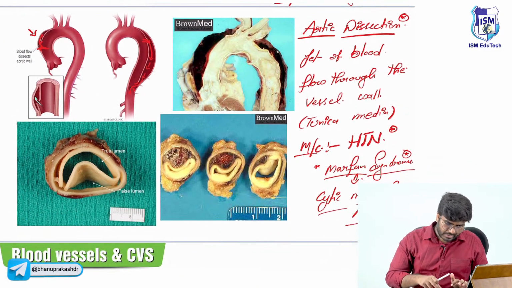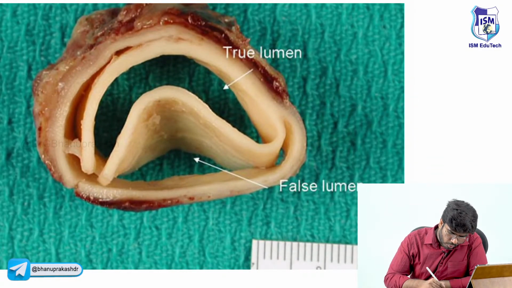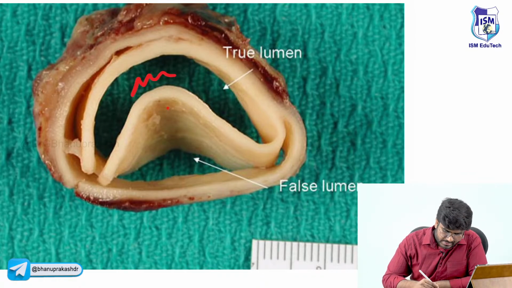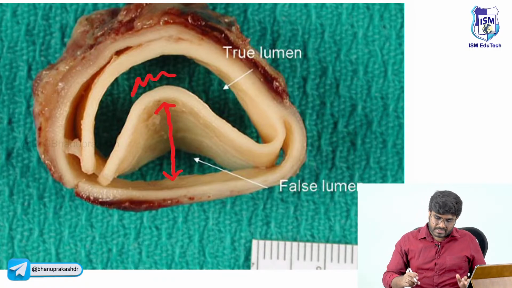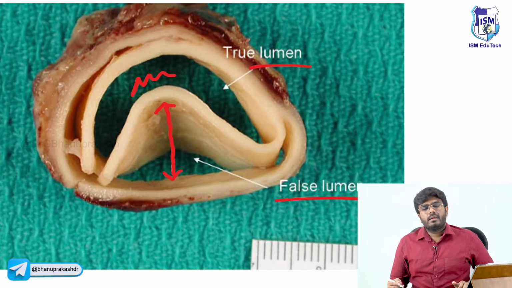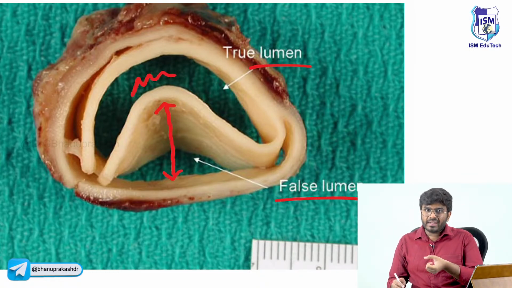So you can very clearly see here, this is the true lumen, and here is a false lumen. The blood vessel wall is getting split into two parts. Just by looking at this, you can understand what the problem with aortic dissection is. Because of the dissection, the patency of the lumen is going to be narrowed.